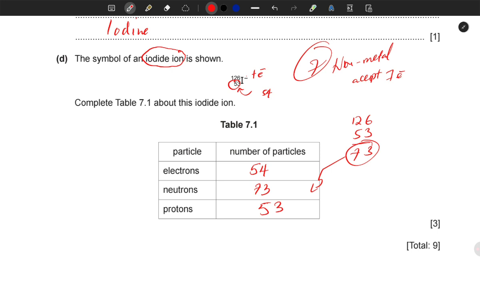This applies to all other metals or non-metals involved in bonding. Those that can lose, they will decrease the number of electrons. Those that can accept, they will increase the number of electrons.